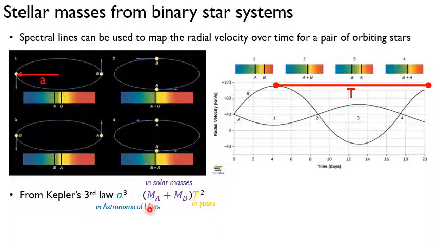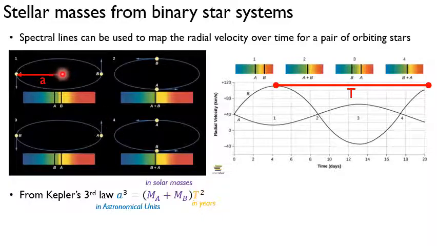And if we're using astronomical units for the semi-major axis, where one astronomical unit is an Earth to Sun distance, the sum of the two masses of the stars in solar masses, and the period in years, then this proportionality becomes an equality directly. And so the semi-major axis cubed is equal to the sum of the masses of the two stars times the period of the orbit squared.